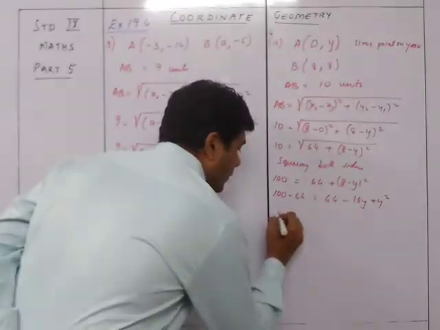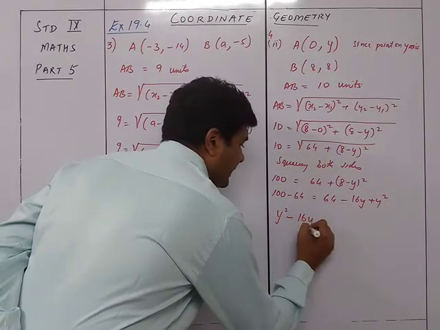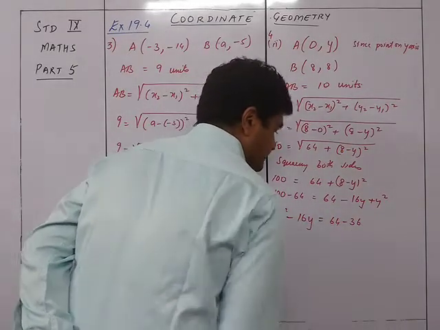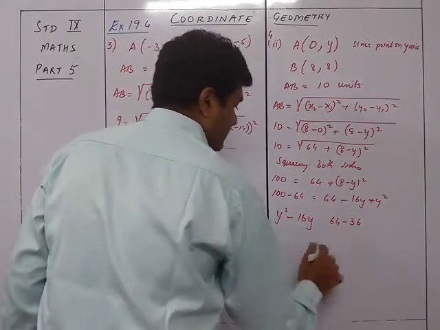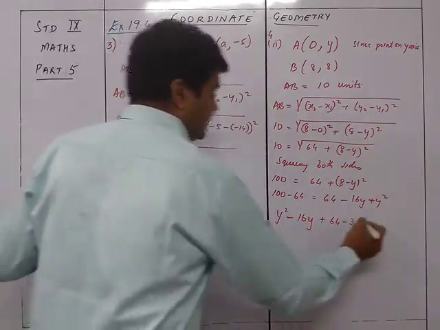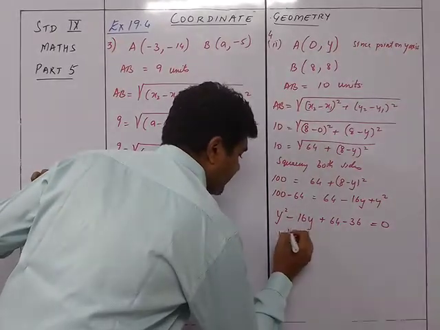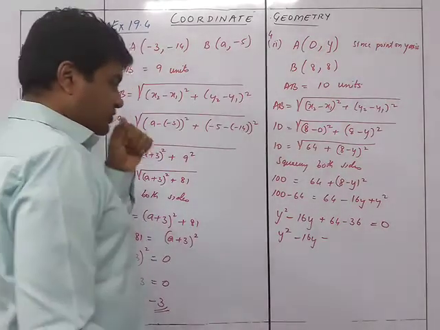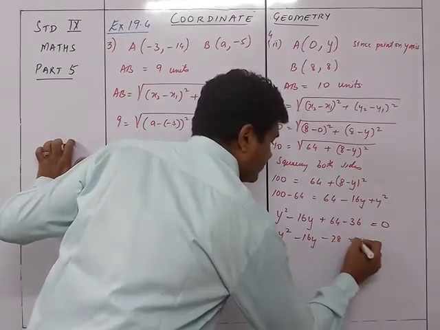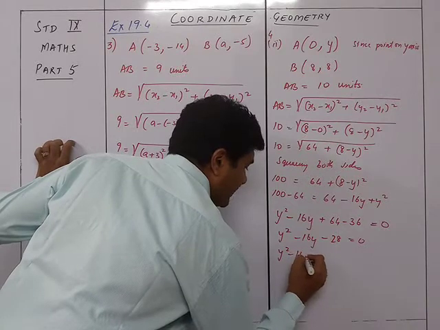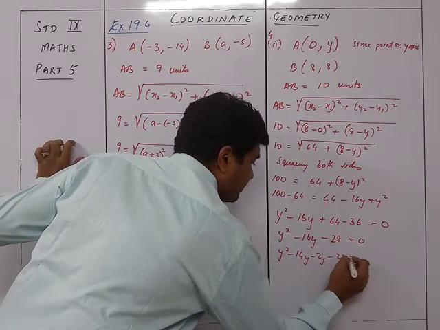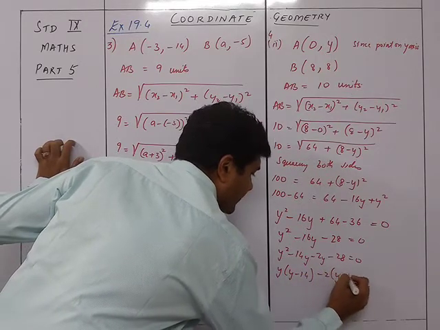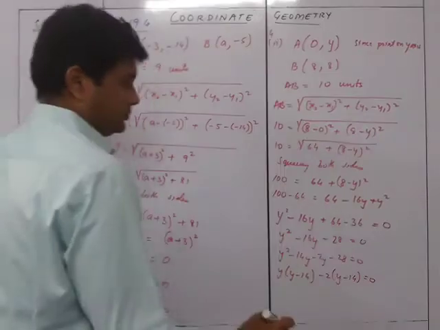So it will be y square minus 16y plus 36 is equals to 64 minus 36. Or we'll take it as plus 64 minus 36 is equals to 0. So we have y square minus 16y minus 28 is equals to 0. So y square minus 14y minus 2y minus 28 is equals to 0. y minus 14 minus 2 times y minus 14 is equals to 0.